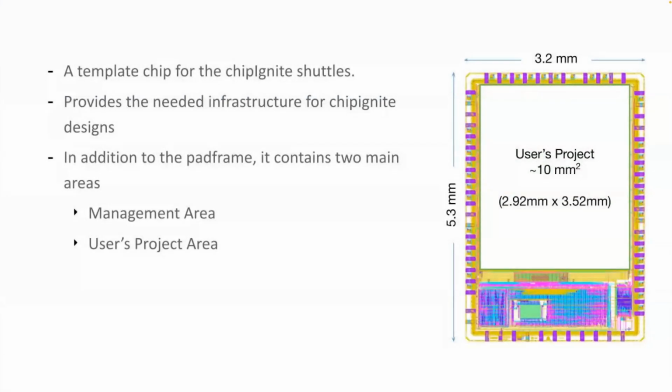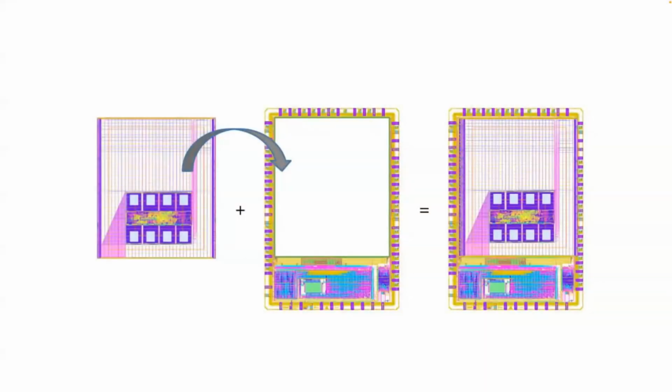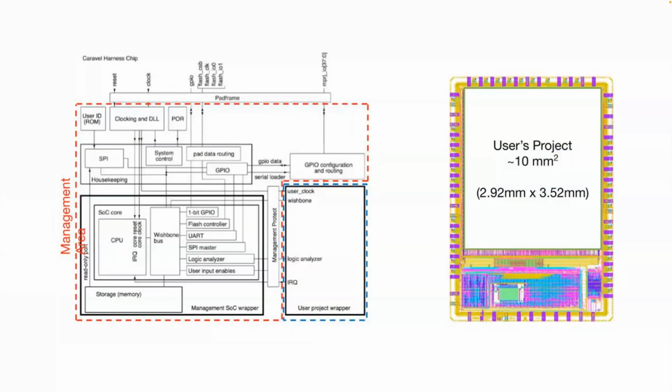Caravel's architecture consists of a pad frame, a management area, and a user's project area. Users place their designs in the user's area and use the management area and the pad frame to enable communication of their designs with the outer world. The management area implements a RISC-V-based SoC that includes a number of peripherals like timers, UART, and GPIO. The management area runs firmware that can be used to configure user project I/O pads, as well as observe and control user project signals through on-chip logic analyzer probes, and finally, control the user project power supply.